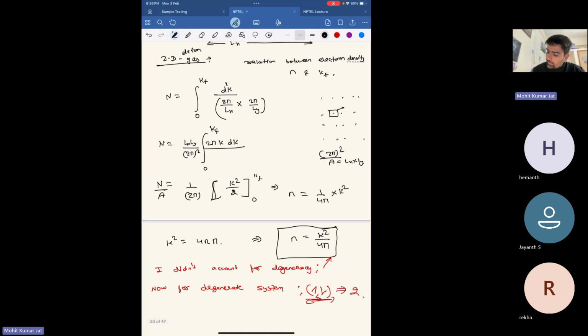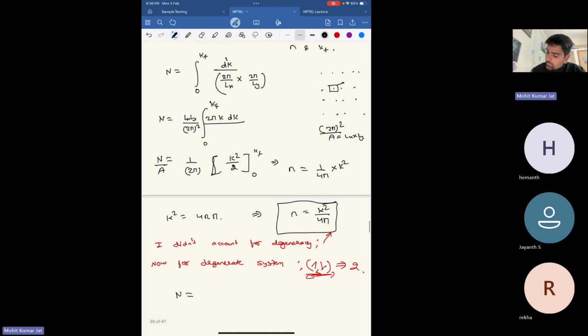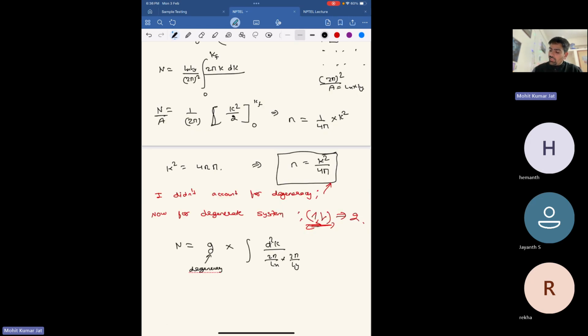So if I account for that, then my n, which we generally write with g, that is the degeneracy, times d²k by (2π/Lx)(2π/Ly). And g is the degeneracy. So in this case, g is 2. That will give me N equals k² by 2π.